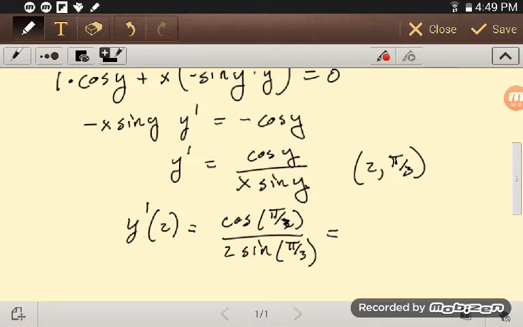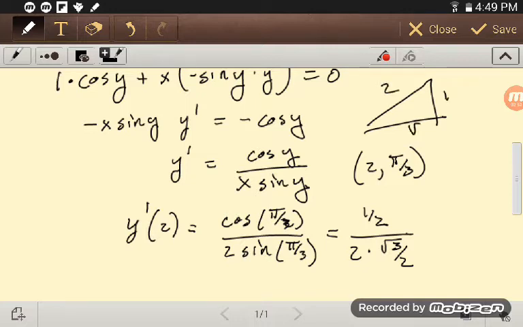And cosine of pi over 3, that's a half, then divided by 2 times sine of pi over 3, square root of 3 over 2. Now I'm getting that from a triangle with sides 1 and square root of 3. There's theta. Well, actually, I drew it wrong. I want to put the square root of 3 there and the 1.